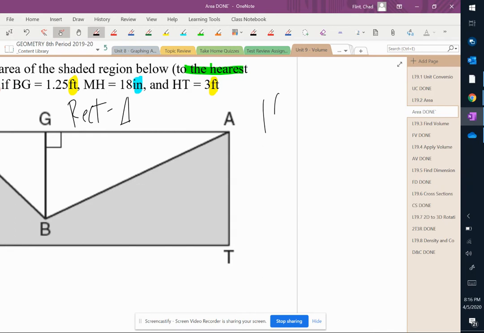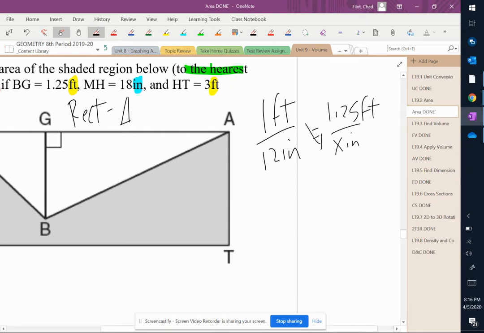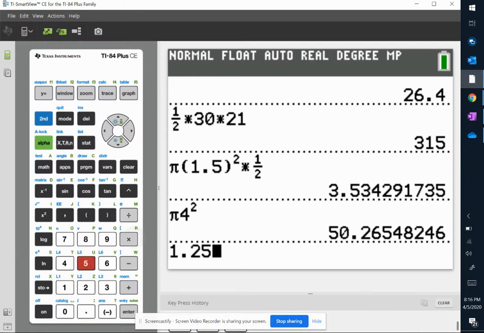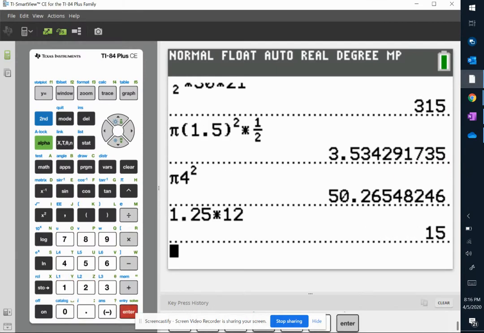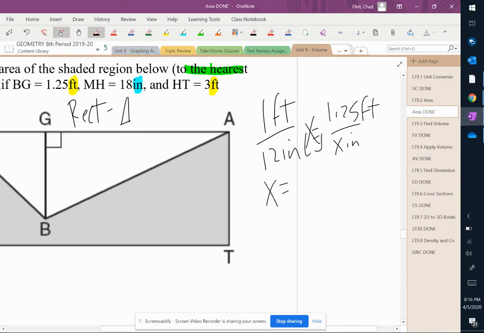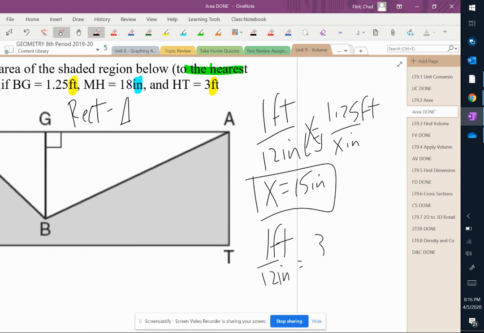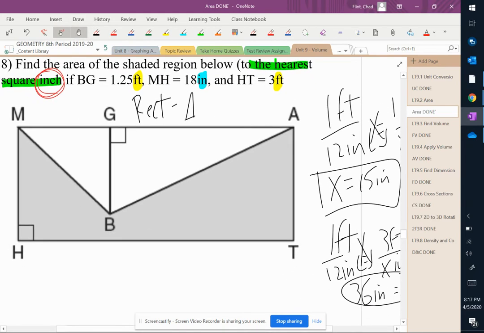So I need to convert 1 foot, 12 inches, 1.25 feet into X inches. That should be 15, I think. So X equals 15 inches. So there's one unit converted. And then 1 foot, 12 inches, 3 feet, X inches. So 36 is the other unit. So now I'm going to get my picture all labeled here.